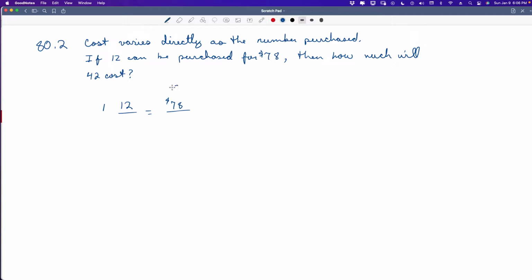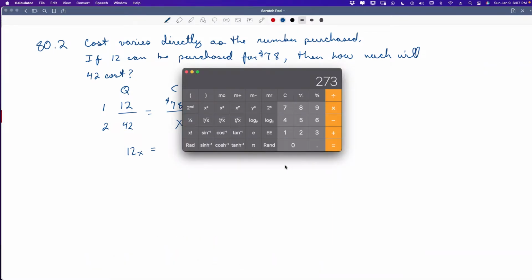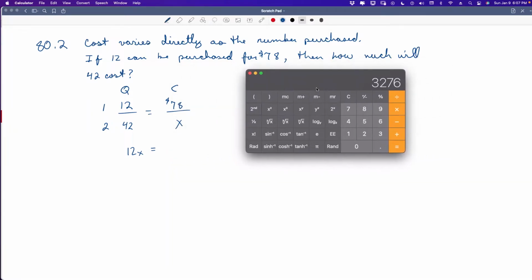So this is cost and this is quantity. So 42 is a quantity. So we're going to put that as our second event under this quantity side. We don't know how much that's going to be. That's going to be x. So now we cross multiply. 12 times x is 12x. And 42 times 78 is a number that I can't exactly figure out. 42 times 78 is 3276.